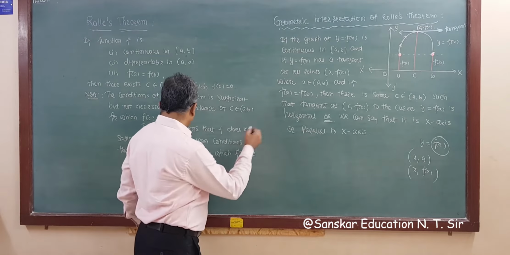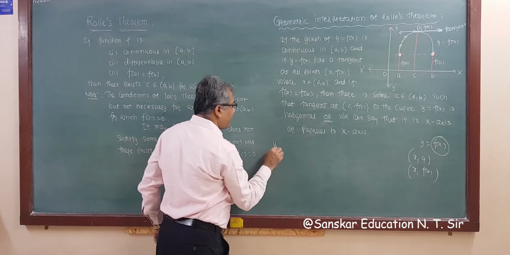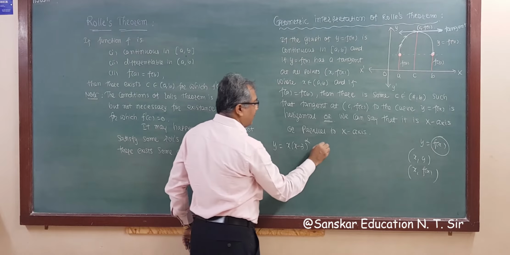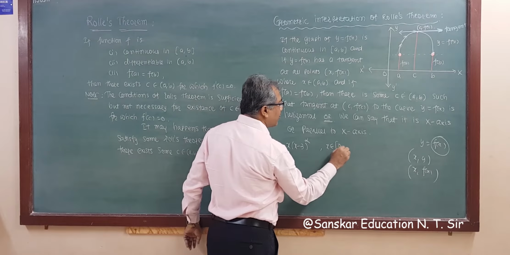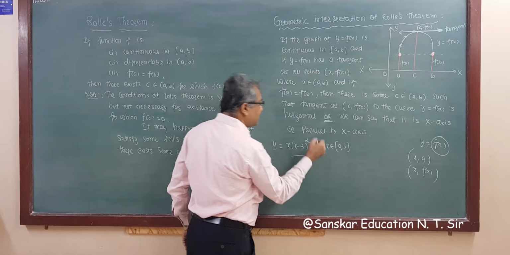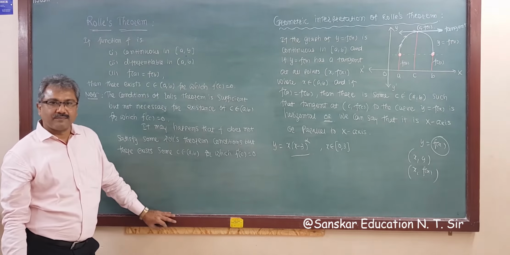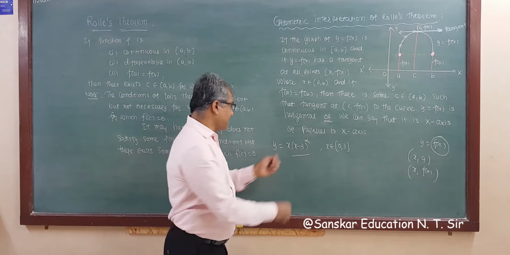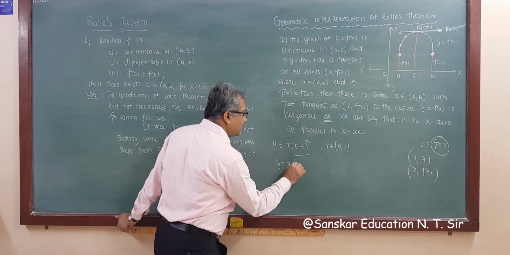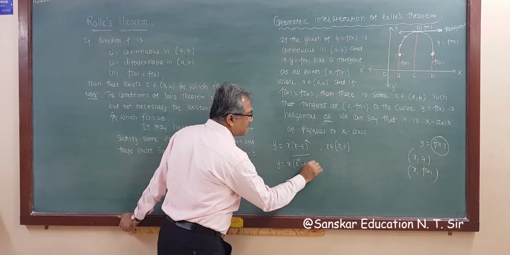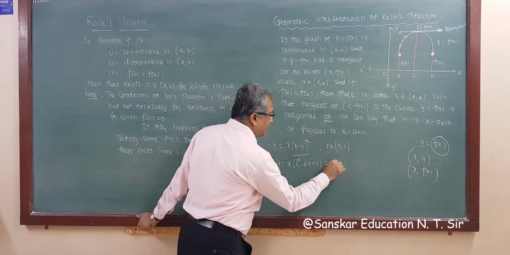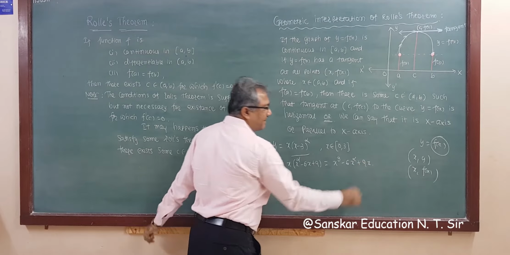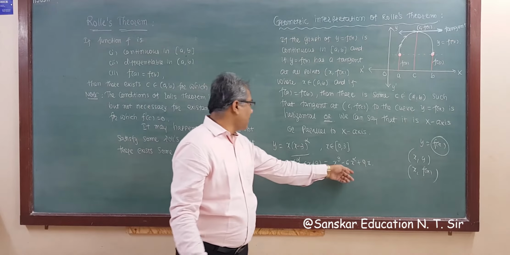Suppose you are given a function y is equal to x into (x minus 3) whole square, where x belongs to the closed interval 0, 3, and the question is to verify Rolle's theorem for this function. This is a polynomial function. If we expand this, what do we get? y is equal to x into (x square minus 6x plus 9). Multiplying, we get x cubed minus 6x square plus 9x. This is y is equal to f(x).